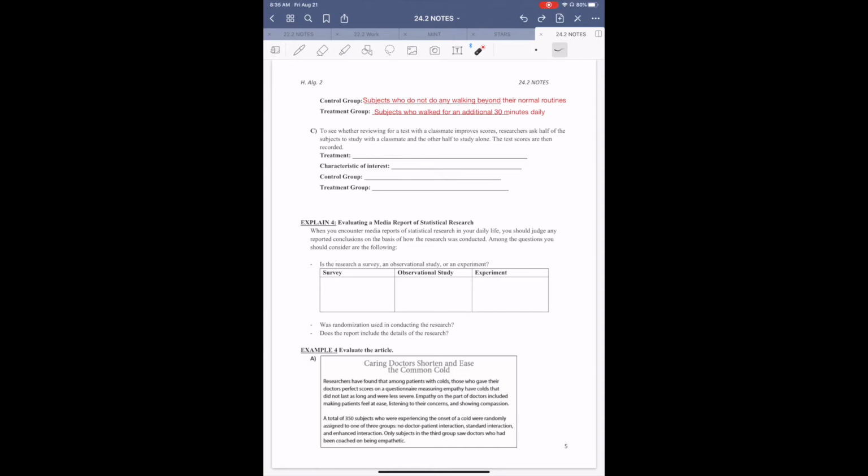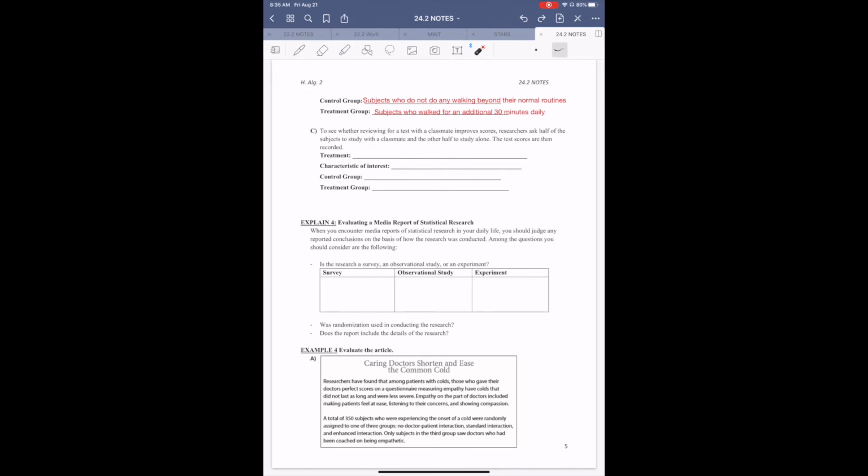Okay, so by comparing their blood pressures at the same time each day, we would expect the treatment group to see improved results in their blood pressure. Let's say they take it in the mornings. If they take their blood pressure in the morning, we would expect to see a significant decrease of their blood pressure, or a significant change in their blood pressure, as opposed to those who don't do any additional walking.